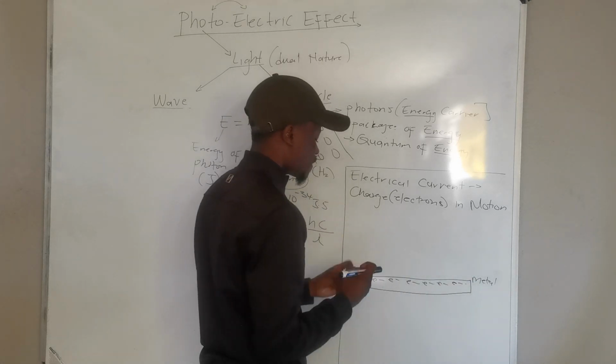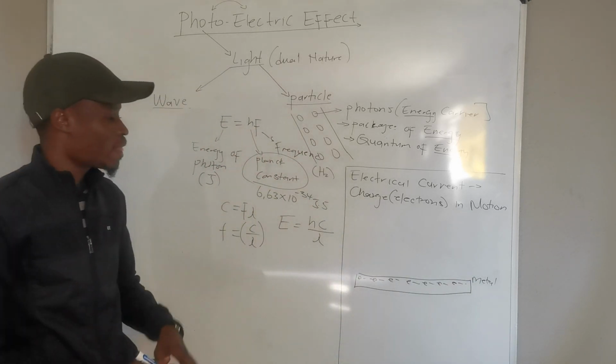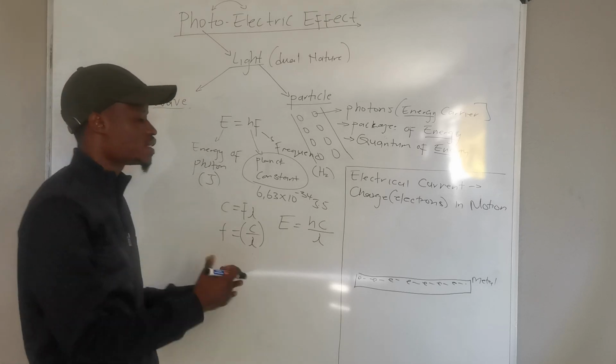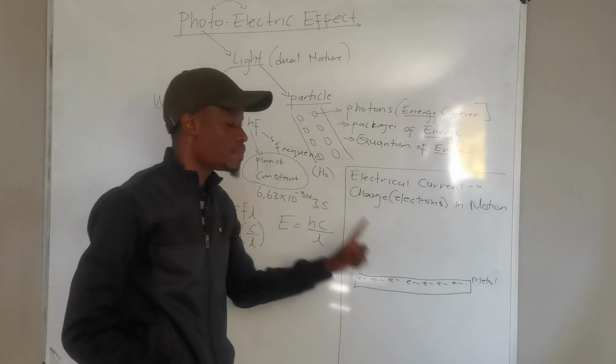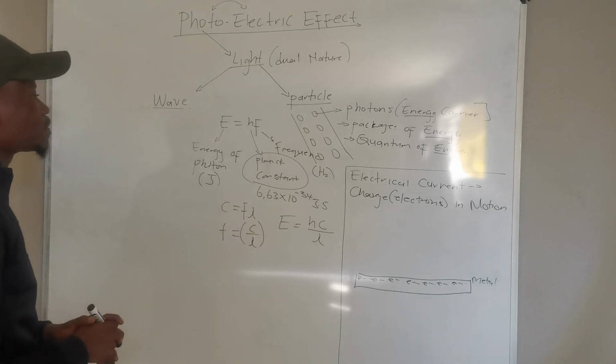It has electrons. Remember, these electrons, guys, they are not just free there. They are bound into the metals. There is a bond there. That is why we are saying there is a metallic bond. These electrons are bound to the metals. They are not just free as I'm just drawing them like that.